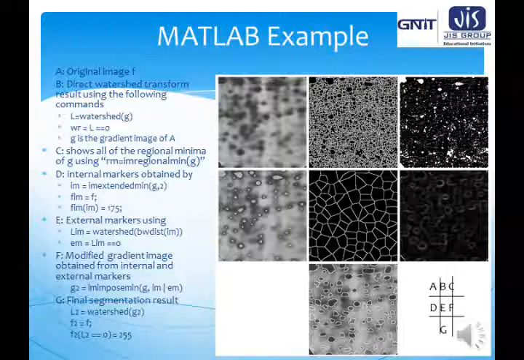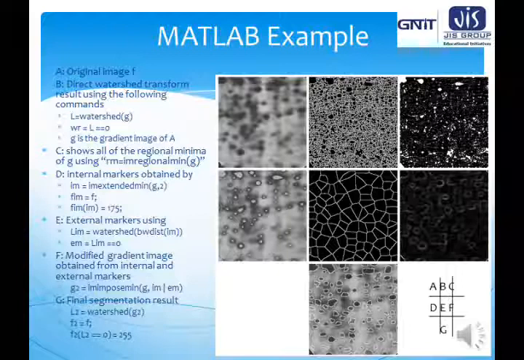E is the external markers using the corresponding L minimum watershed, bwdist of Im. So Em equals L minimum equals 0. The next one is the modified gradient image obtained from the internal and external markers, and the last one is the final segmentation result. So here all the MATLAB functions which have been used to find all the images have been given.